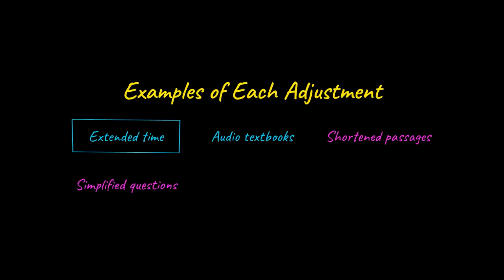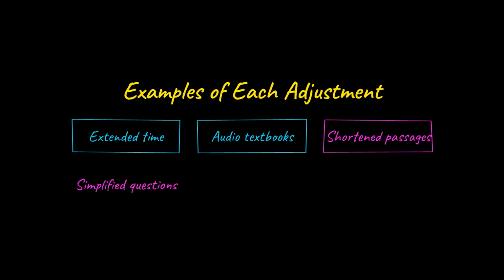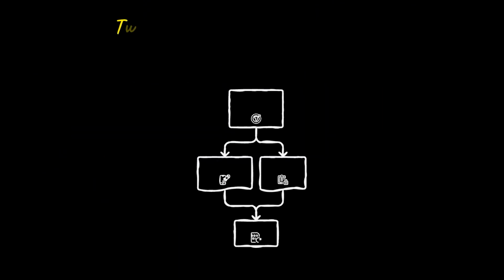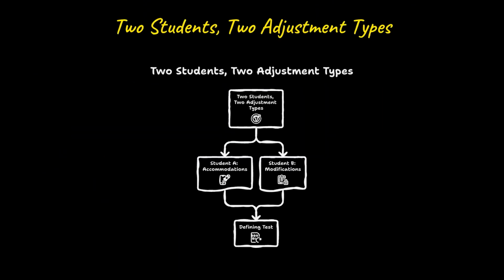Accommodations include things like extended time on tests and audio versions of textbooks. The content is unchanged. Modifications include shortened reading passages and simplified questions that reduce the complexity of what the student must master. Consider two sixth graders. The first receives audio textbooks and extra time. He is still held to grade level standards. That is an accommodation. The second receives shortened passages and simplified questions. Her expected content has changed. That is a modification. The defining test is always whether what the student must learn has changed.